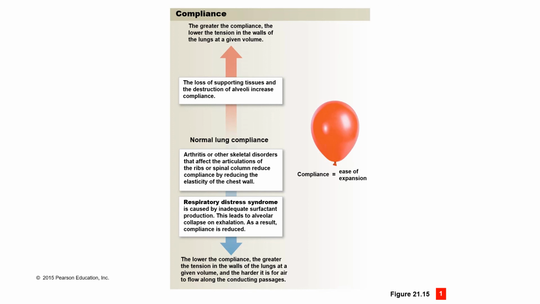This is typically caused by emphysema, smoking, or inhalation of different particulates. Now, on the low side of the coin, if we're outside of normal lung compliance, this can be caused by arthritis or other skeletal disorders. It affects the articulations of the ribs and the spinal column, reducing compliance by reducing the elasticity of the chest wall. If compliance gets too low, we get into respiratory distress syndrome.